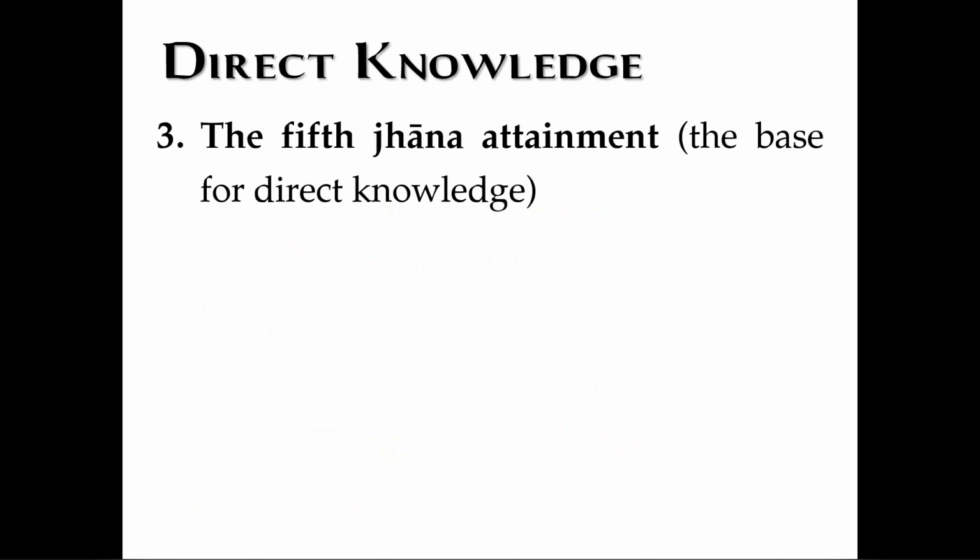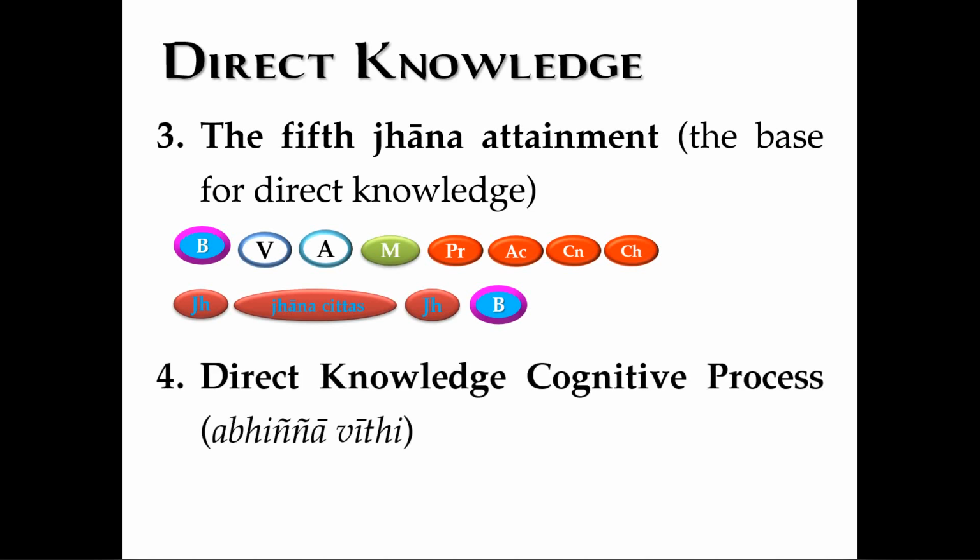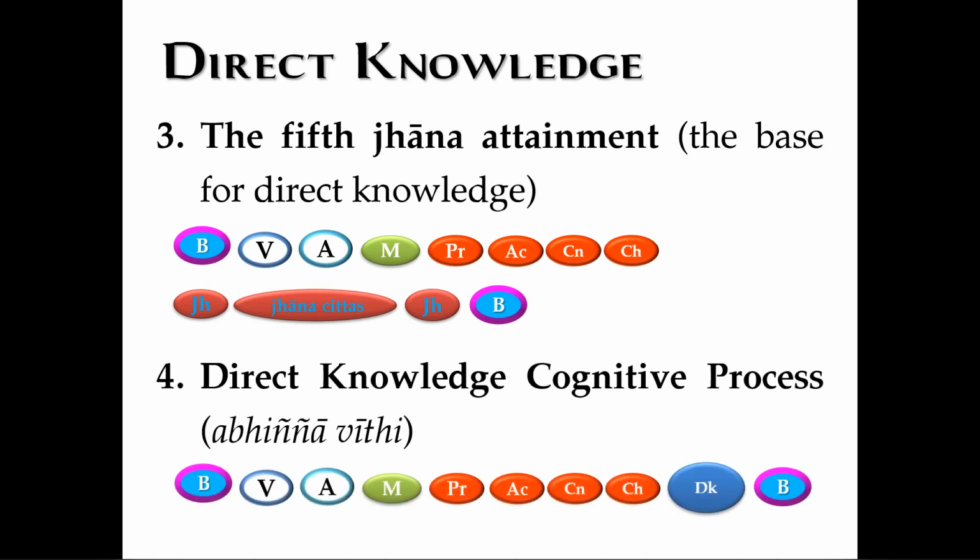Then after that you enter the fifth jhana again, but this is the base for the direct knowledge. Bhavanga, vibration of bhavanga, arrest bhavanga, mind-door adverting, preliminary stages, then jhana and bhavanga. Then as soon as you emerge from the fifth jhana, you attain the direct knowledge process. Then direct knowledge, bhavanga. As soon as this mind process finishes, you perform your direct knowledge, anything you wish, anything for which you have made a resolution. So that is called direct knowledge.